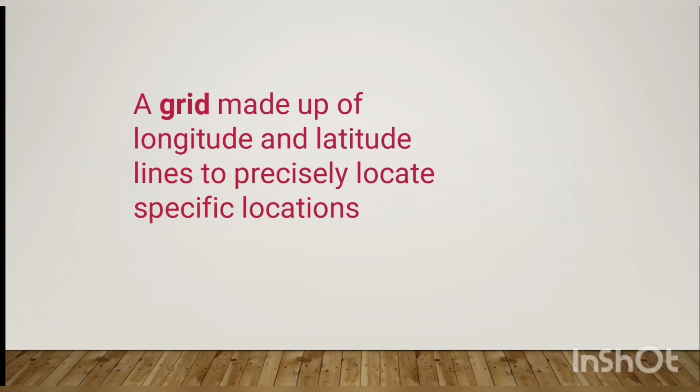A grid is made up of longitude and latitude lines to precisely locate a specific location. So it is a crisscross of longitudes and latitudes. You know the longitudes start from the top, North Pole to South Pole, and latitude is circular, right from east to west. Now we can look at the picture here, you will have a little more idea about it.